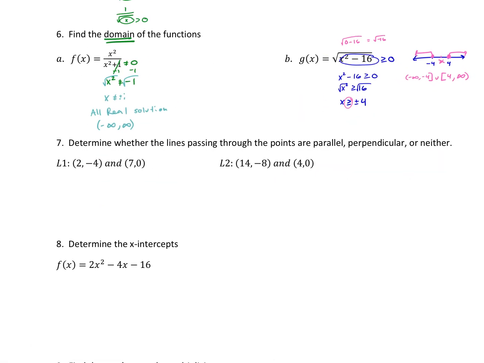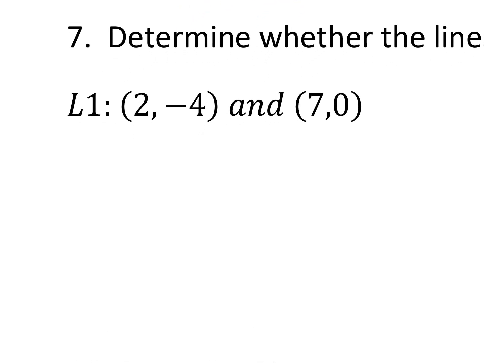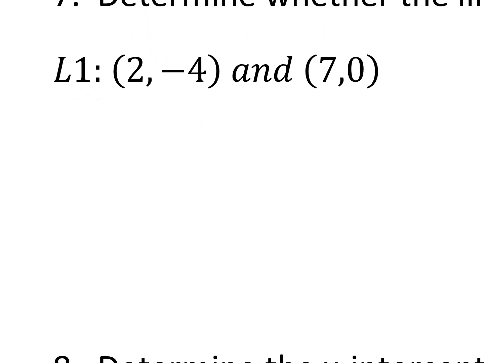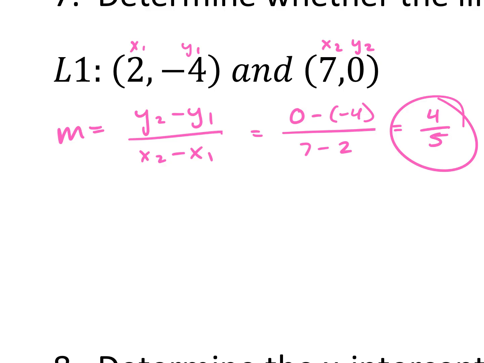Seven says determine whether the lines passing through the points are parallel, perpendicular, or neither. So we have to find the slope. If you're making a list of formulas that you need to remember, slope is one of them. So our slope formula is y2 minus y1 over x2 minus x1. So my points are x1, y1, x2, y2. So we plug everything in, we get 0 minus negative 4 over 7 minus 2. That would be 4 over 5. So 4 over 5 is our slope for line 1.